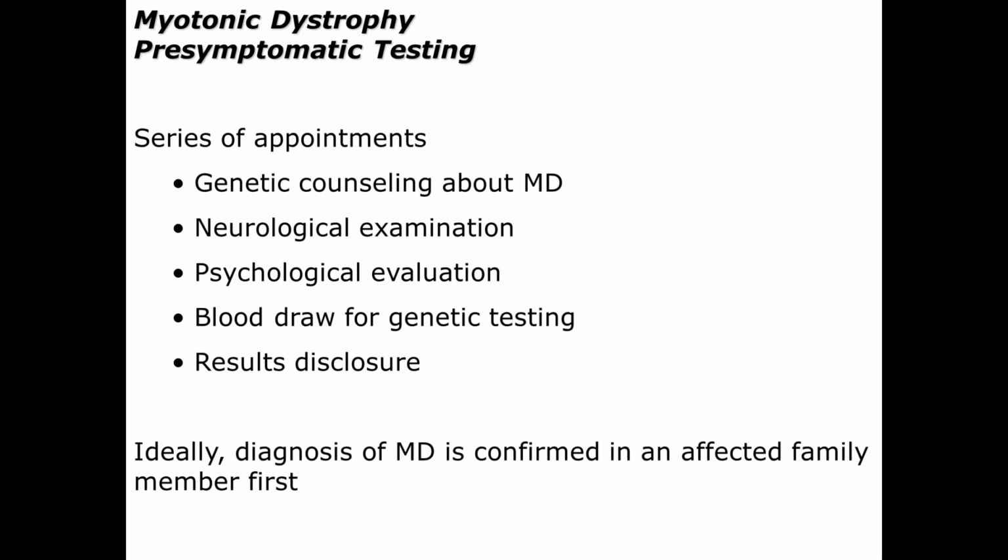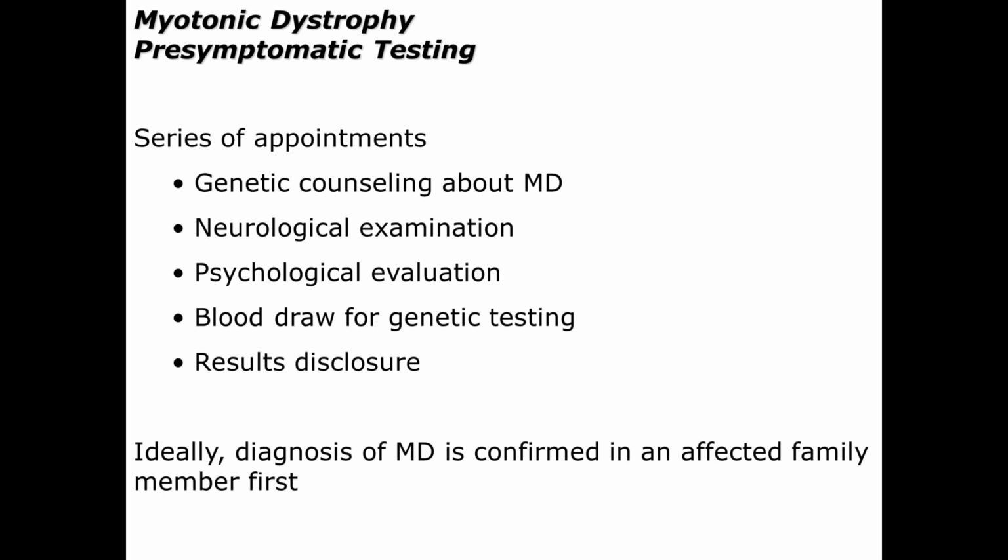Some reasons that people will decide to get presymptomatic testing, there's many different reasons, but ultimately it's a very personal decision. Some people decide to get presymptomatic testing because their parent had myotonic dystrophy, they're ready to start a family, and they don't have signs themselves, but they know they're at risk, and they want to know if their child is going to be at risk for myotonic dystrophy. So that's one reason somebody might decide to get tested.